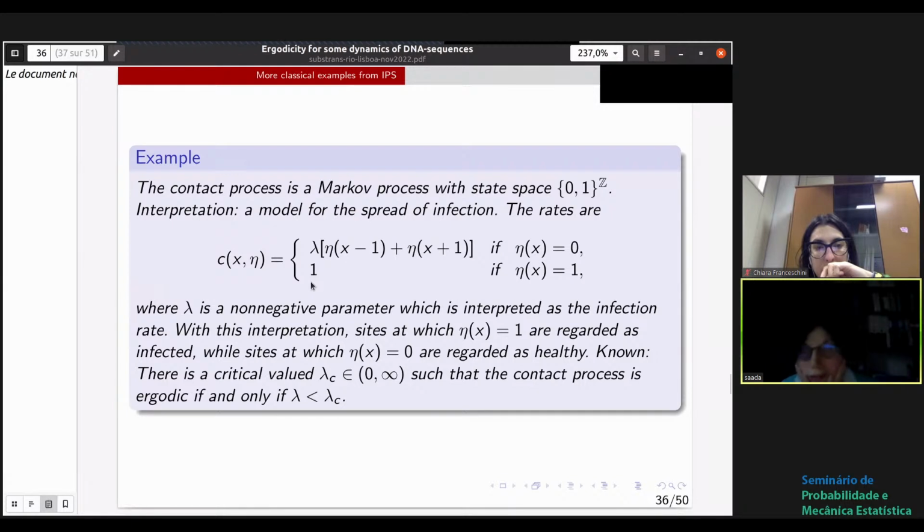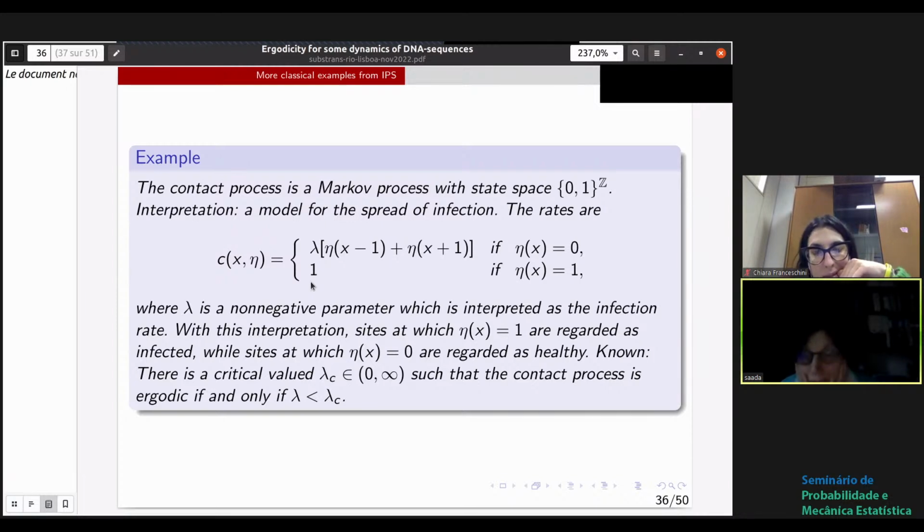And another well-known example is the contact process. So it models the spread of an infection. So eta(x) equals 0 means that it's a healthy site, and 1 means it's an infected site. So there is a propagation of infection from one site to the others at a rate lambda. And so c(x, eta) is lambda times (eta(x-1) plus eta(x+1)) if eta(x) is equal to 0. And if you are infected, you can become healthy at rate 1.